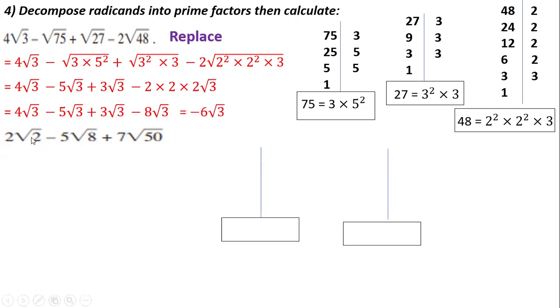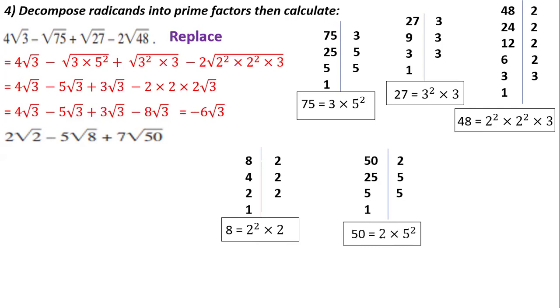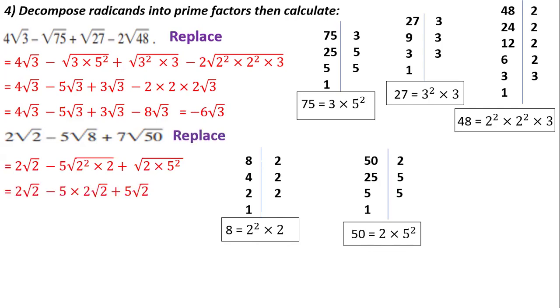Here, 2 radical 2, of course, 2 is prime. I do not do anything with this. I do the prime factorization of 8 and the prime factorization of 50. This is the prime factorization of 8. This is the prime factorization of 50. I replace the prime factors inside the radicals. Now I simplify the radicals. If you look at this sentence, I have the same radicands. So 2 minus 10 is minus 8 plus 5. The answer is minus 3 radical 2.